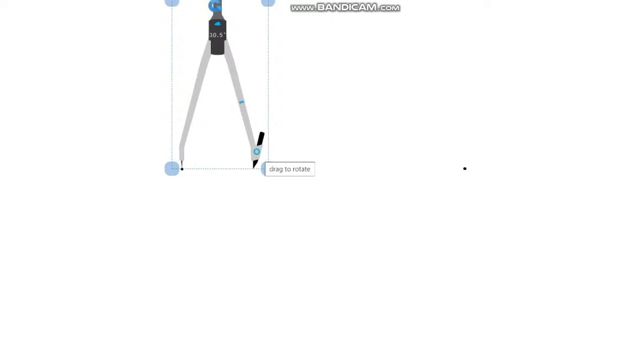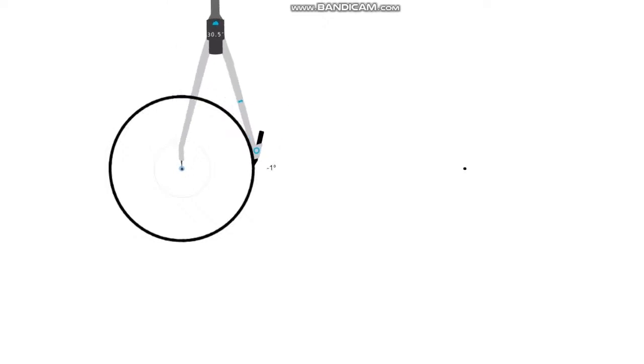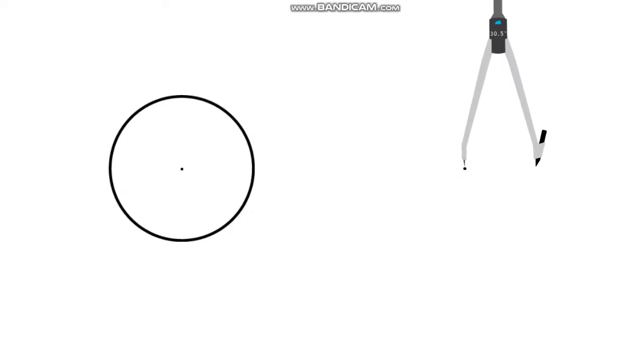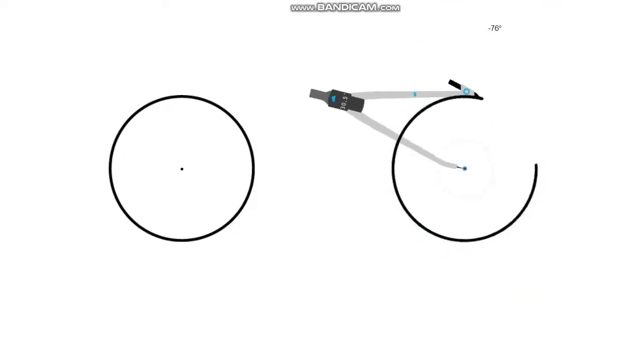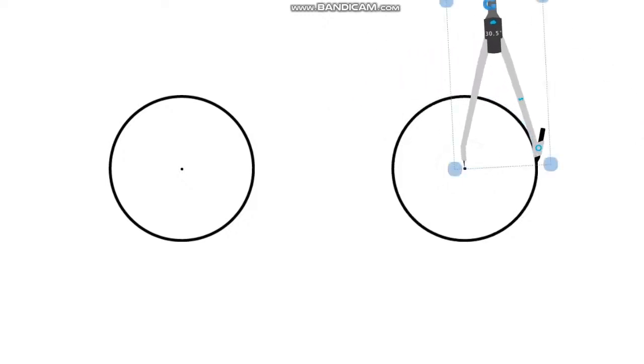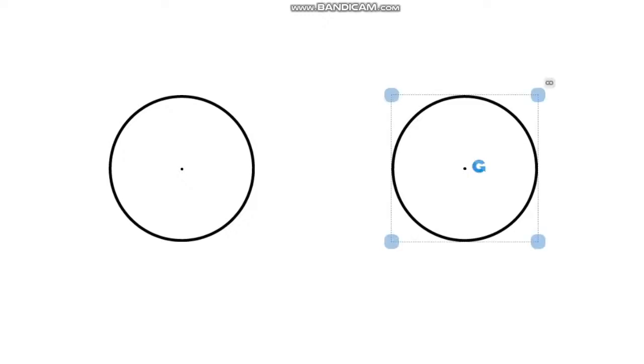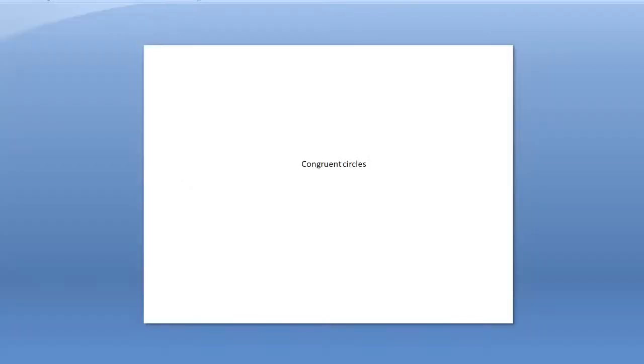Okay, let me draw a circle here. And let me draw another circle of the same radius. It covers the other completely because they are congruent.